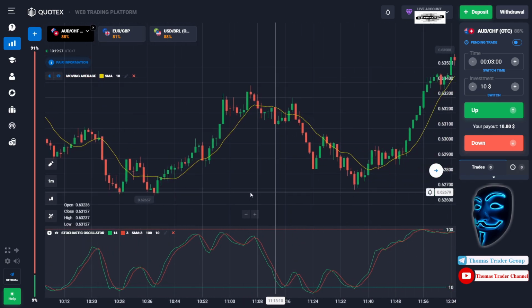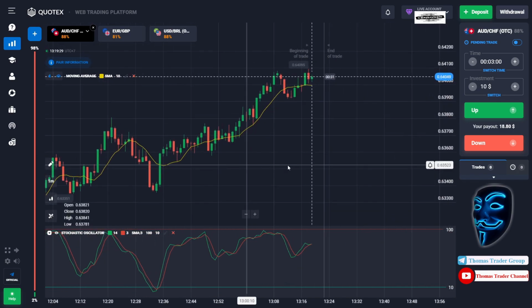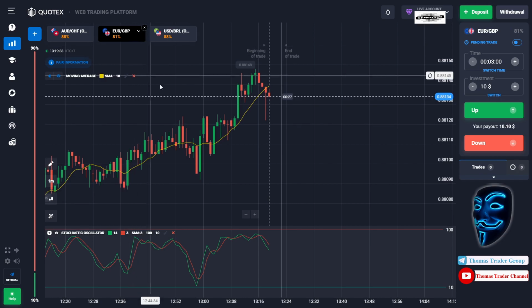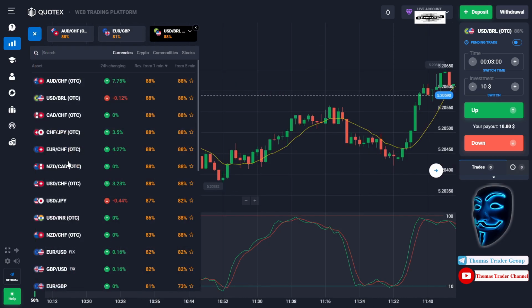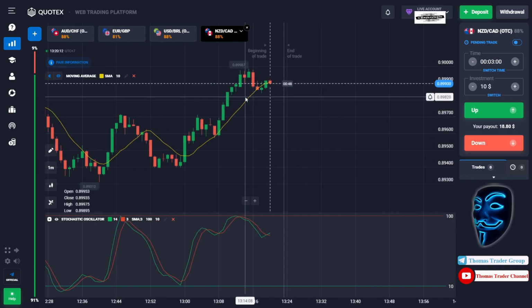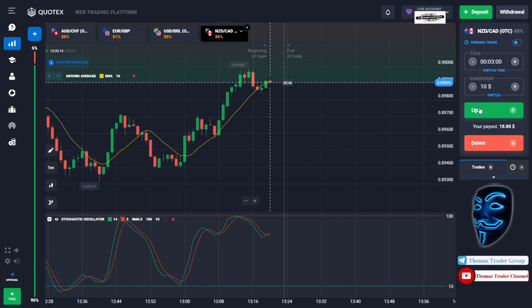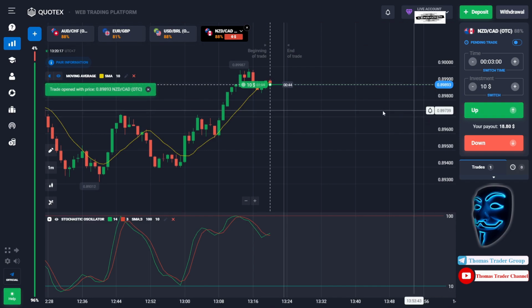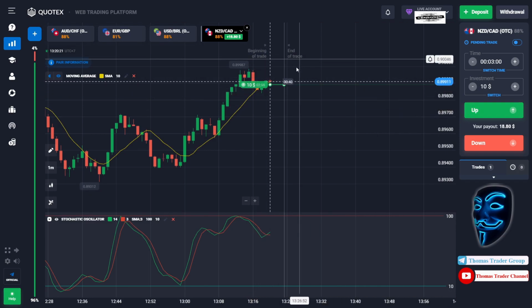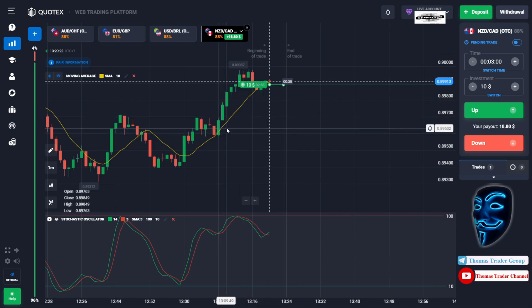Alright, let's start our trading session for today. Let's find the market. And here the trend is going up. The candle is touching the moving average line. We can try to open buy for 3 minutes because I'm sure when it touches the moving average line, it will make a rebound and continue the bullish trend.